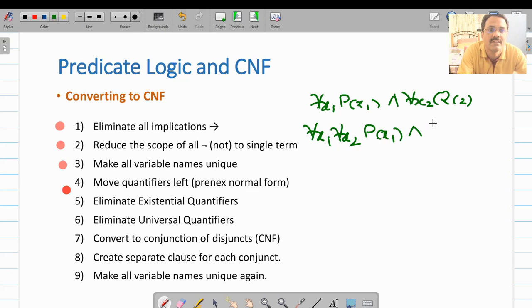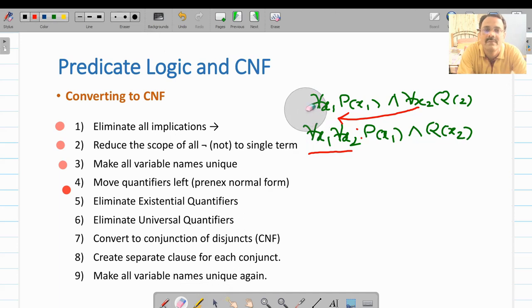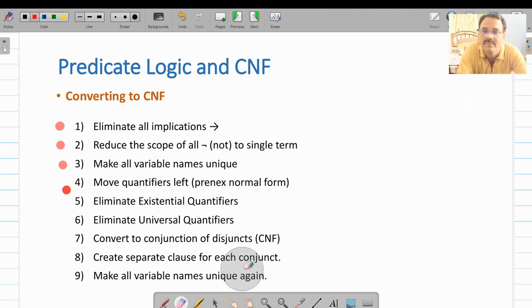So that will give you for all x1, for all x2, so we have moved them to the left. This we have moved to this place. P of x1 and q of x2. Remaining statement will remain as it is. So if required, this fourth step you will have to apply. Whatever you get, that output form is called Prenex normal form.